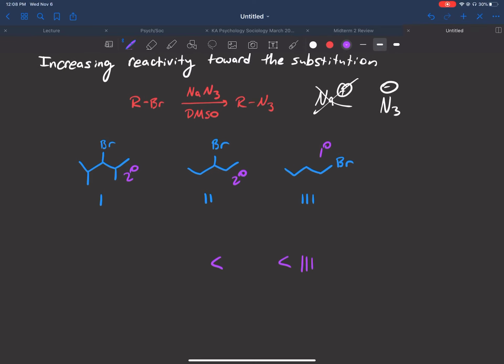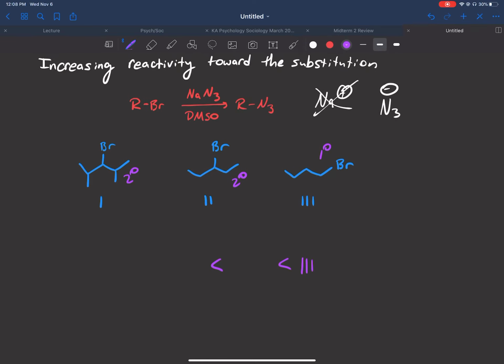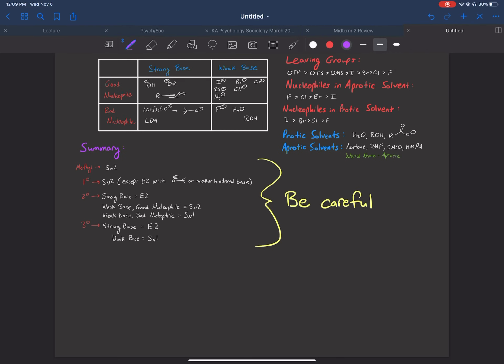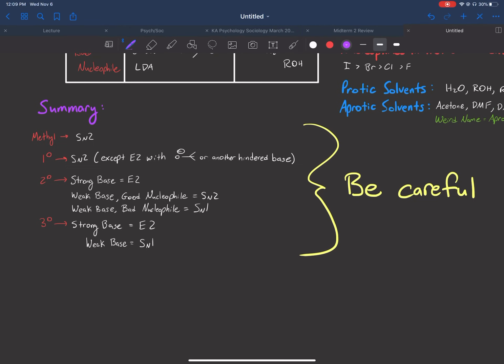Now between these two, they're both secondary, so looking at the substitution alone can't help us. And the nucleophile and base is the same for both. We know it's a good nucleophile, bad base, so SN2 can generally happen on a secondary in that situation. But how do we know which one it's going to be? So let's go to the chart here. Go down to the secondary, and we have a weak base, good nucleophile, SN2. Well, we already knew it was SN2.